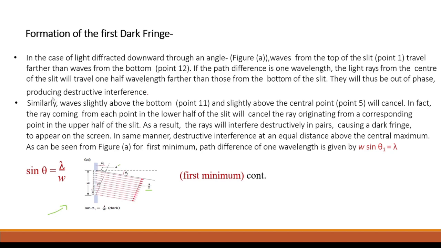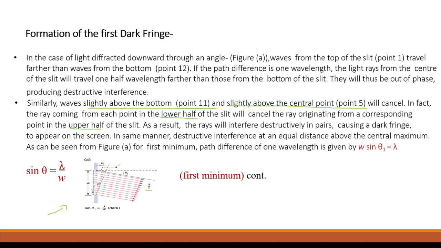And so similarly, when waves are slightly above the bottom, point 11, and slightly above the central point, they start canceling each other. In fact, the ray coming from each point in the lower half of the slit will cancel the ray originating from a corresponding point in the upper half. So each one has a corresponding one it's destructively interfering with.